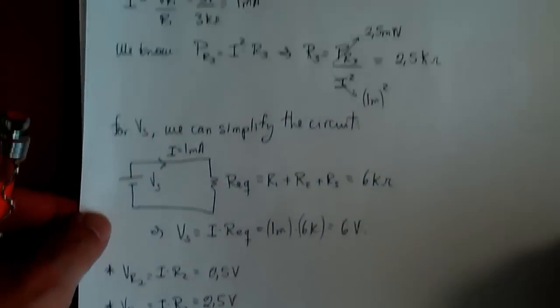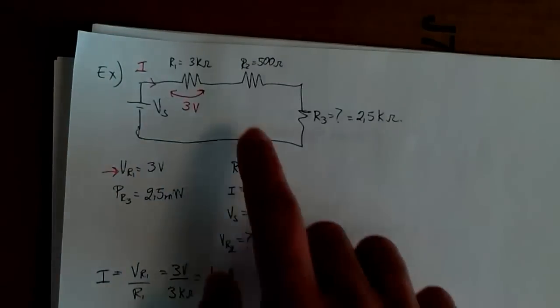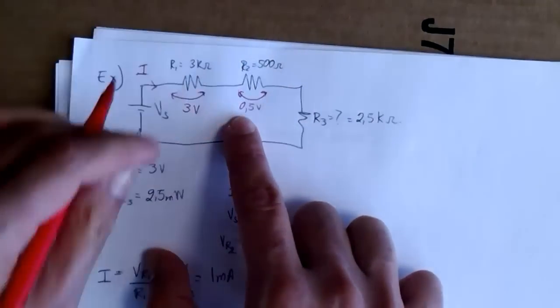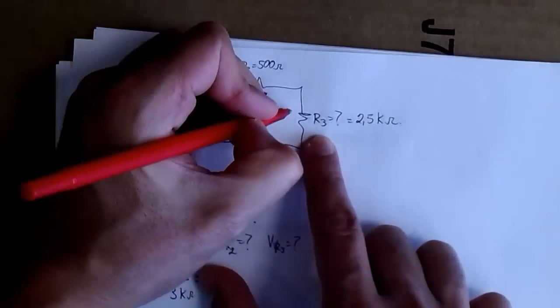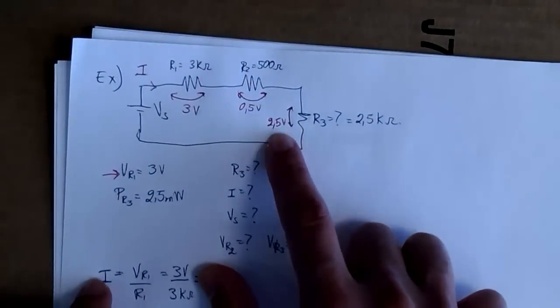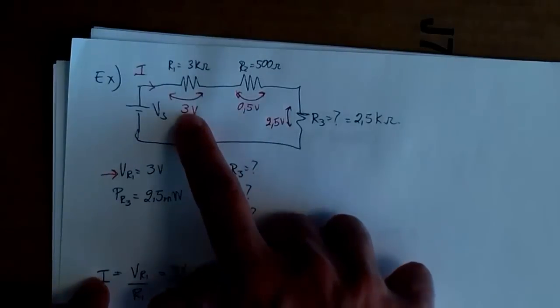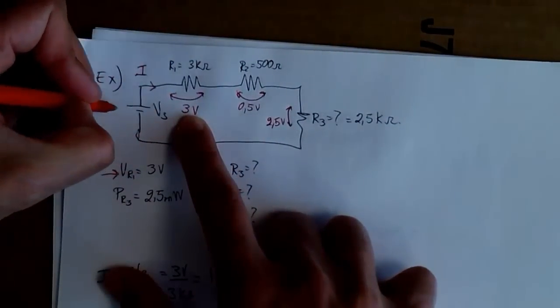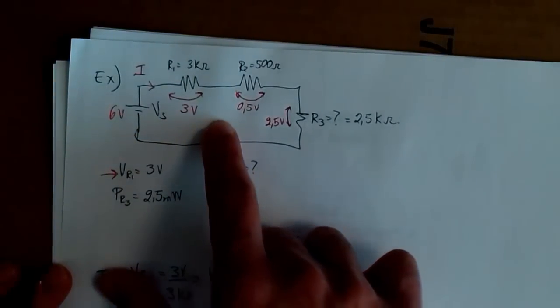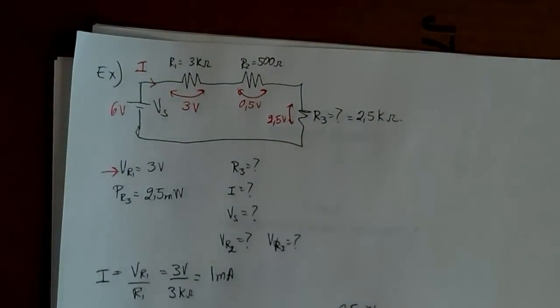One way to check this result is using Kirchhoff voltage law. So we have a drop here of 0.5 volts across R2 and a voltage drop of 2.5 volts across R3. So as you can see, 2.5 plus 0.5 plus 3 has to give us Vs, which is the voltage gain in the circuit, 6 volts. We check the result with Kirchhoff voltage law.